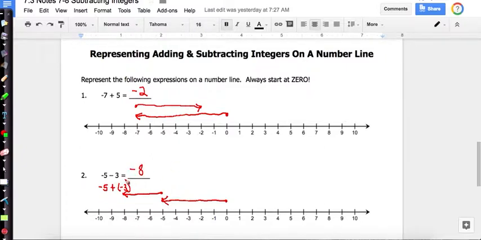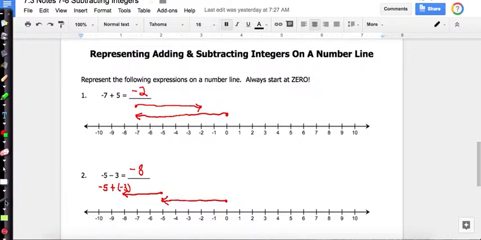Now think back to the balloons. Okay, we start at negative 5 and we take away 3 positives, so the balloons would drop closer to the floor. So is there a drop from negative 5 to negative 8? There sure is, so we know our answer makes sense.